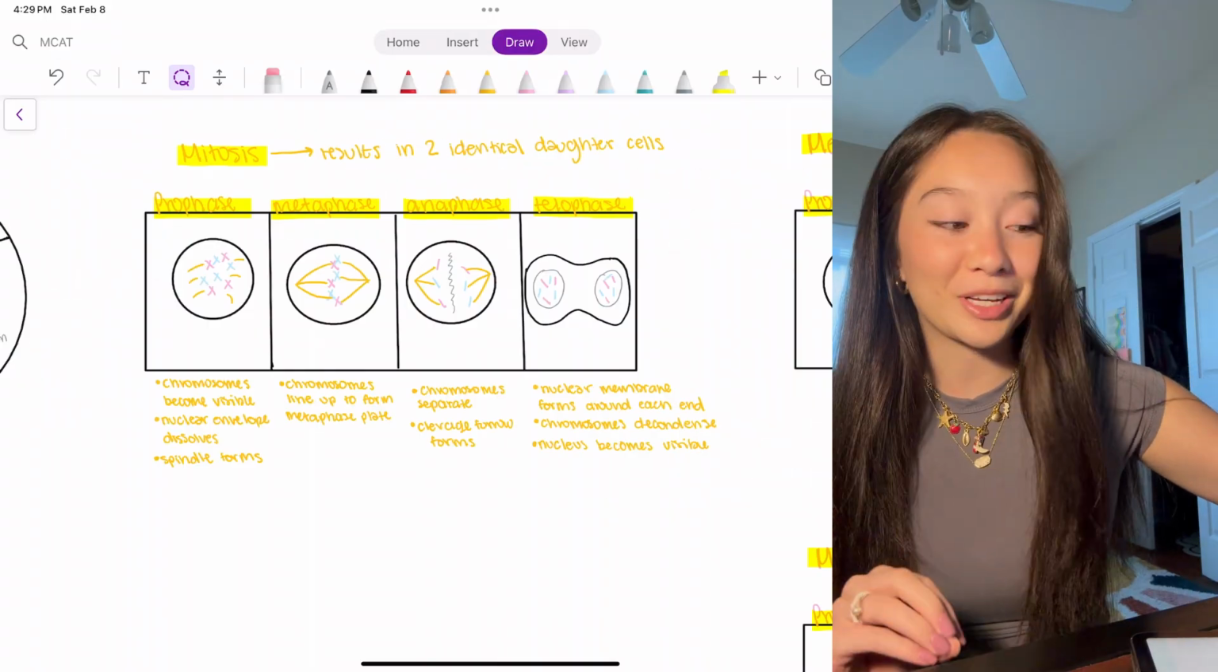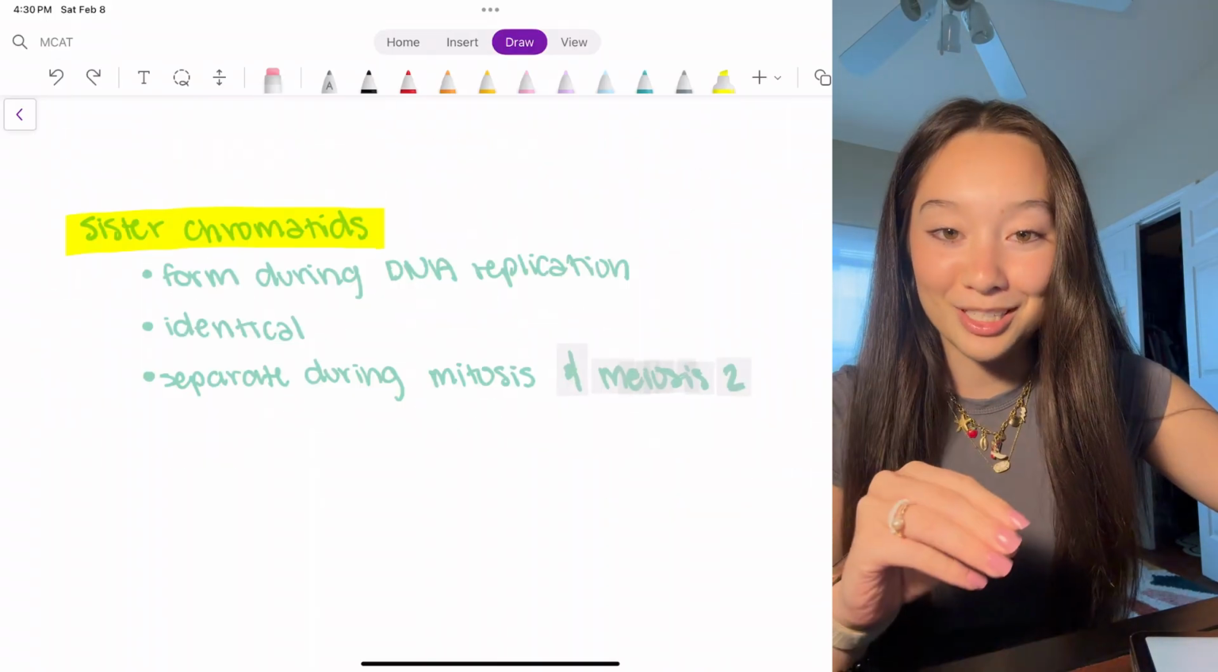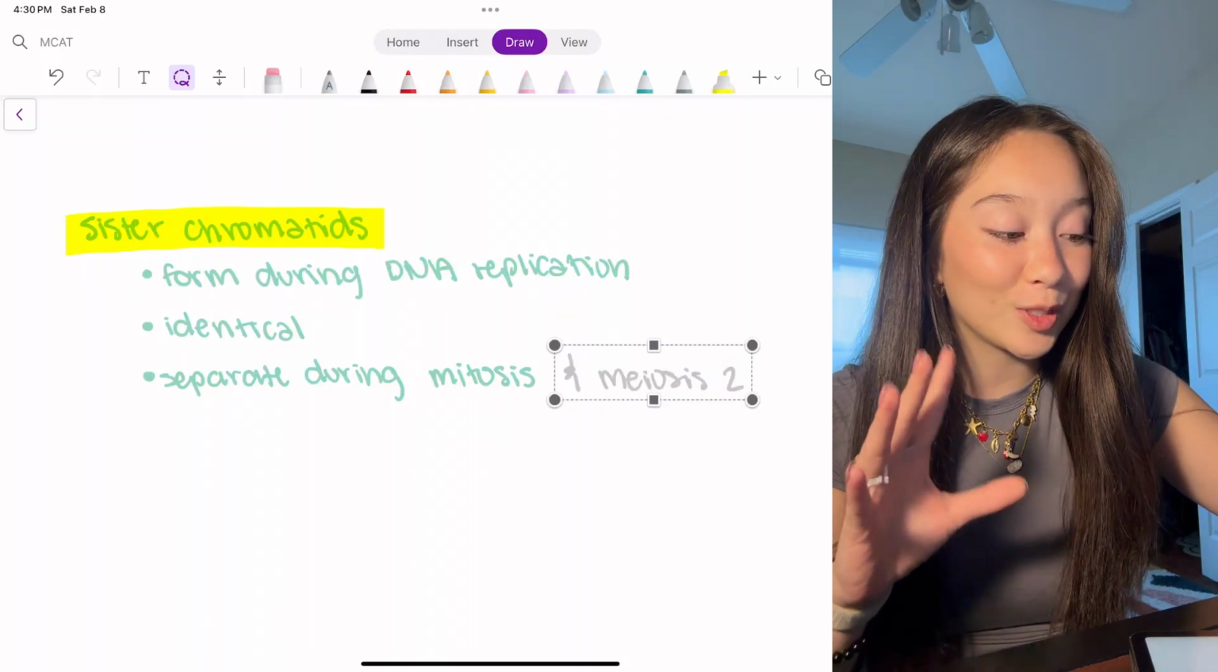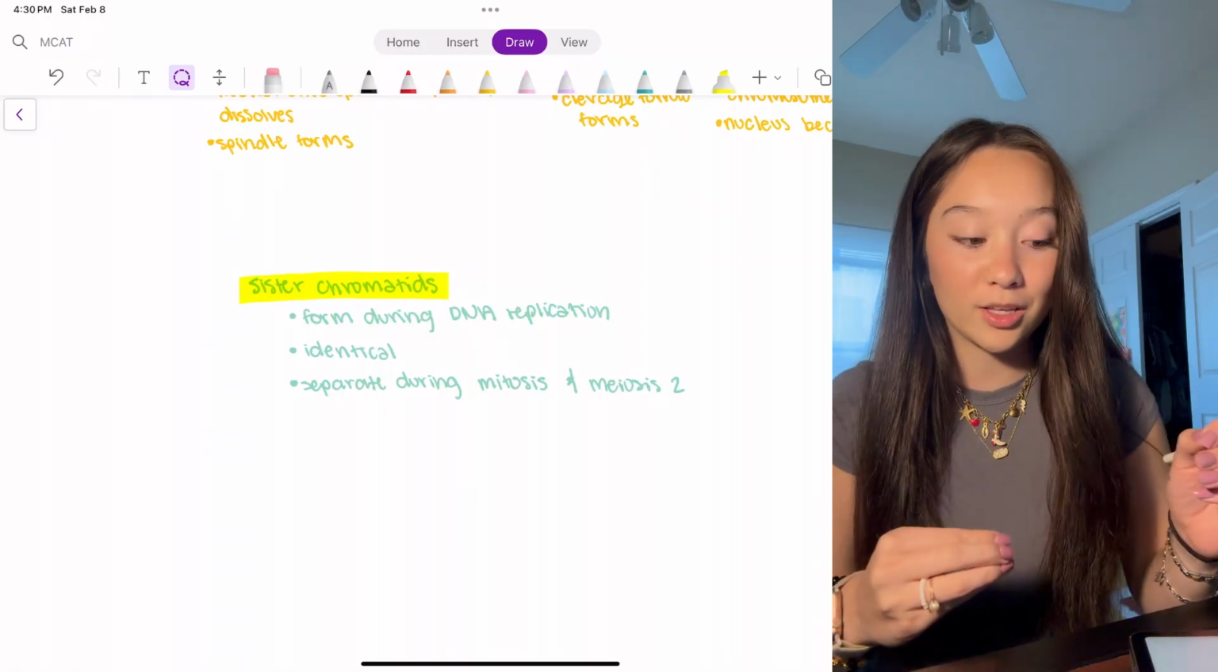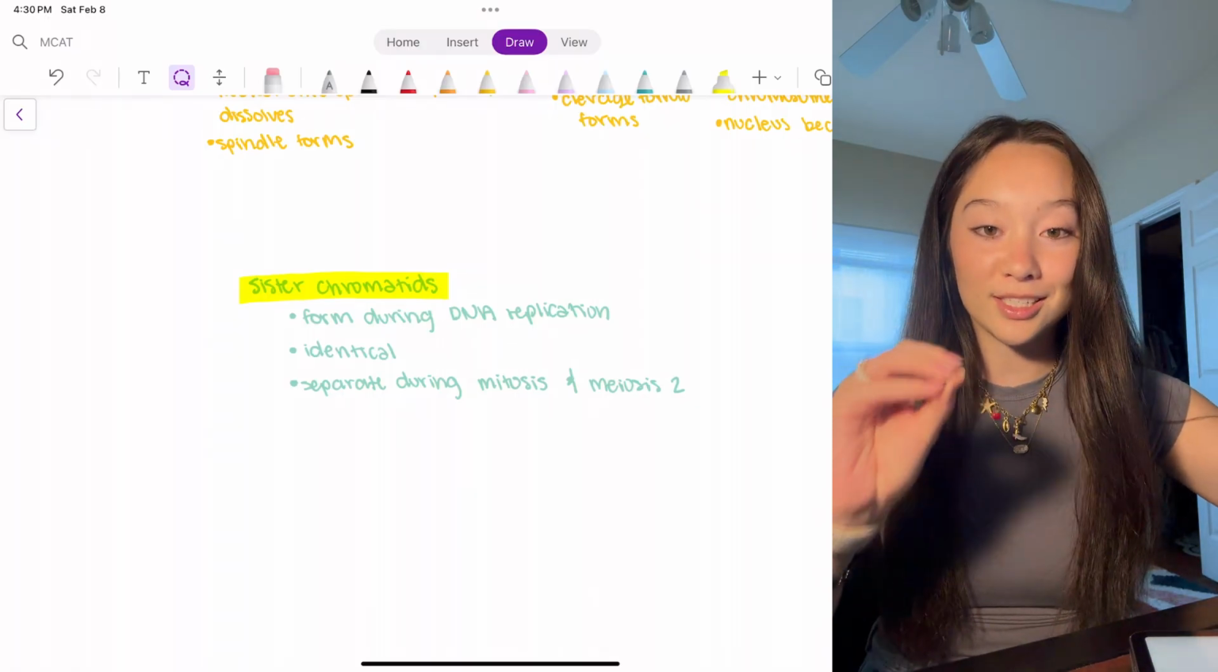Let's write that down really quick. So we talked about mitosis, we'll get to meiosis in a second, but also know that the sister chromatids are what separate in meiosis 2 as well. So mitosis and meiosis 2.